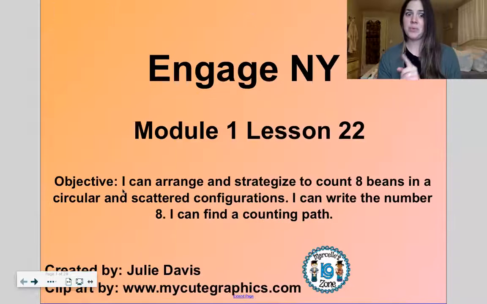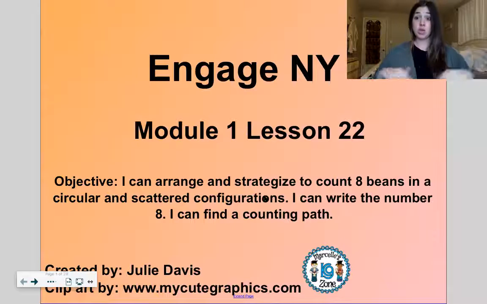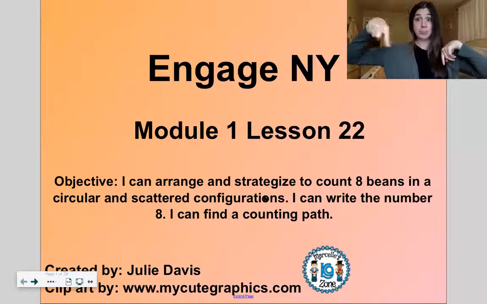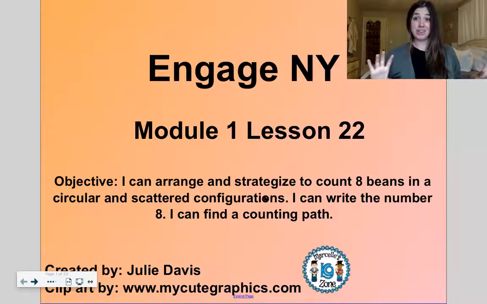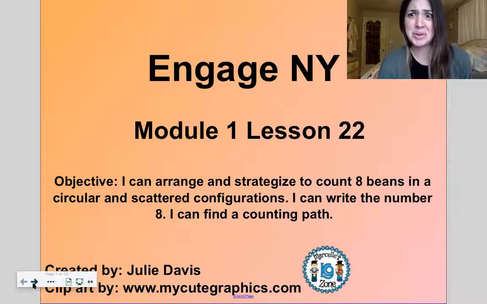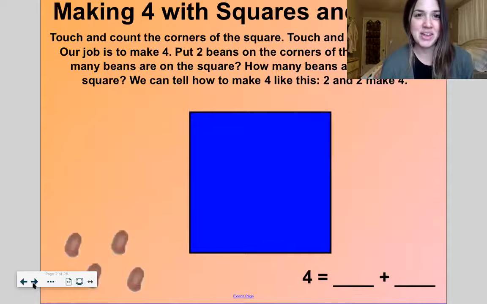So our goal, we're going to arrange and strategize. That means think about how to count beans in a circular array and in a scattered configuration. And we will also work on writing the number 8. It's a fun number to write, one of my favorite numbers to write.